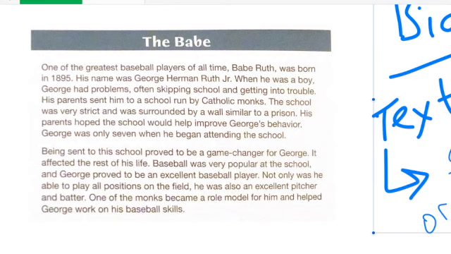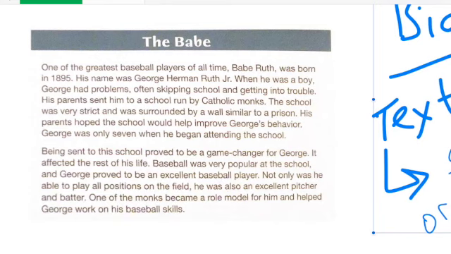One of the greatest baseball players of all time, Babe Ruth, was born in 1895. His name was George Herman Ruth Jr. When he was a boy, George had problems, often skipping school and getting into trouble. His parents sent him to a school run by Catholic monks. The school was very strict and was surrounded by a wall similar to a prison. His parents hoped the school would help improve George's behavior. George was only 7 when he began attending the school.